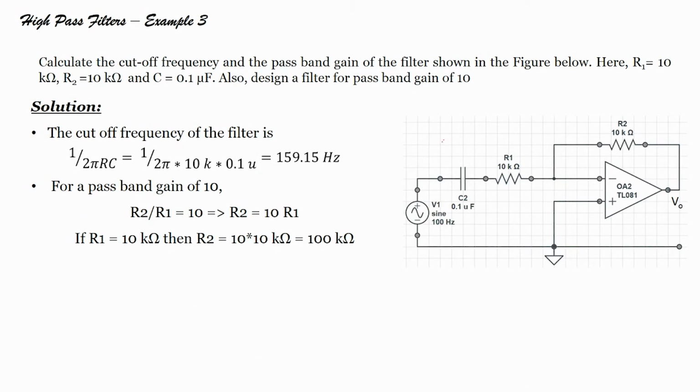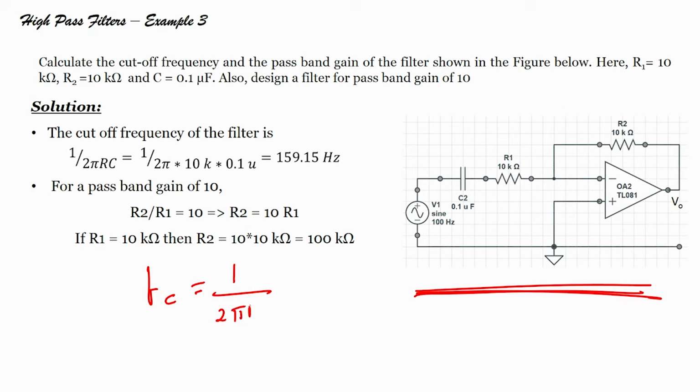Calculate cutoff frequency and the pass band gain of filter shown in the figure. So, suppose you are given this figure, right. So, what is this figure? This is nothing but my high pass active filter, right. Now, what I have to find? I have to find the cutoff frequency, that means I have to find Fc, right. Fc is 1 upon 2 pi Rc, okay. Now, R1 is given, R2 is given, C is given, right.